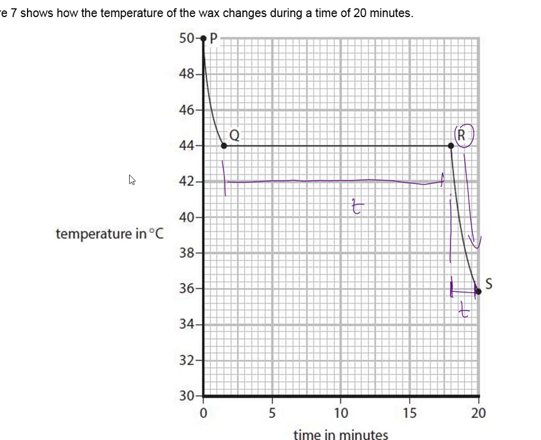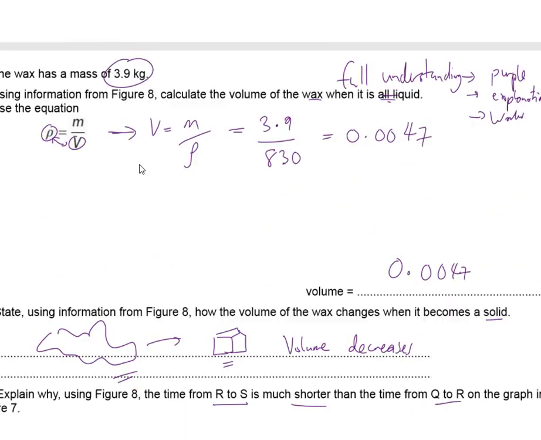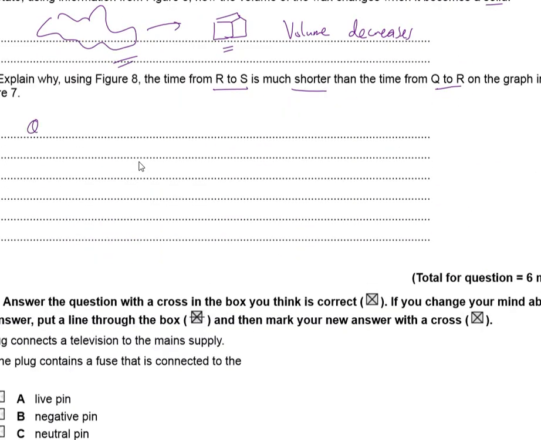Now what we are going to say. First of all, we're going to identify what is going on from Q to S. So pretty much, Q to R, we have a change in state. Okay. Now that's the thing that's happening. Change of state. Now from R to S, what's happening? It is cooling down. Okay, so in brackets, we're going to say losing energy. So it's losing energy in this case. So temperature is going down.